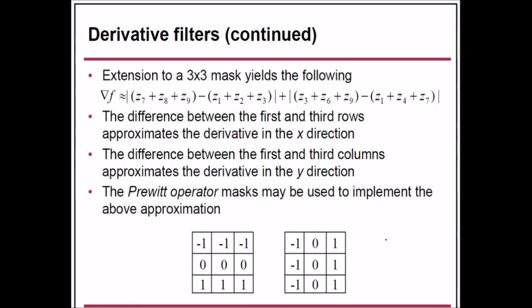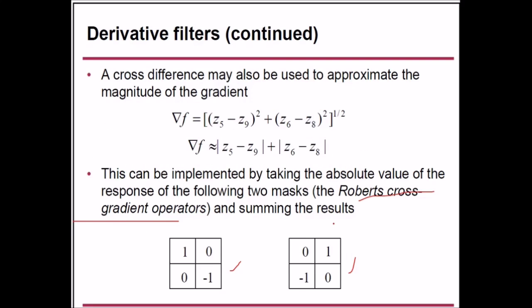This is the extension to a 3x3 mask. The difference between the first and third rows approximates the derivative in the x direction, and the difference between the first and third columns approximates the derivative in the y direction. These are the values only in rows, and these are the values only in columns. The Prewitt operator masks may be used to implement the above approximation. Now this was the Roberts operator.